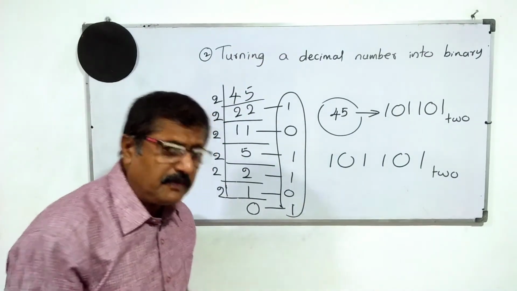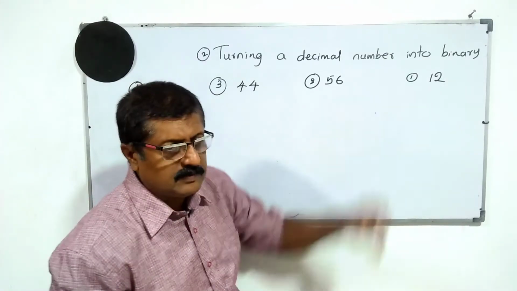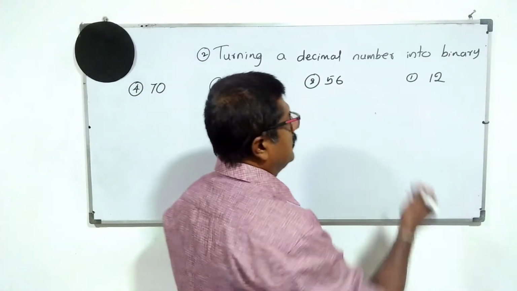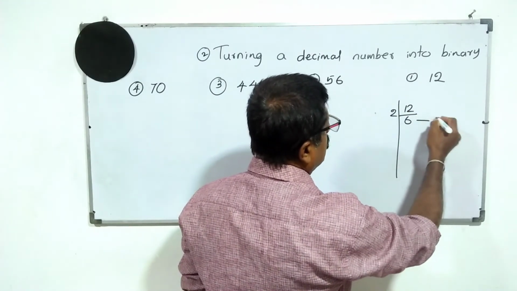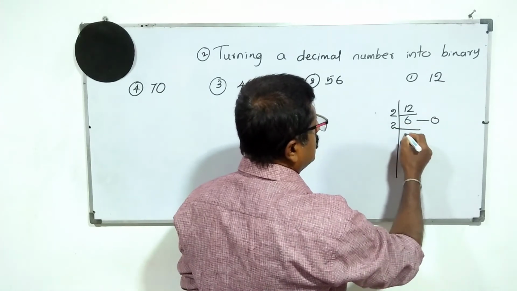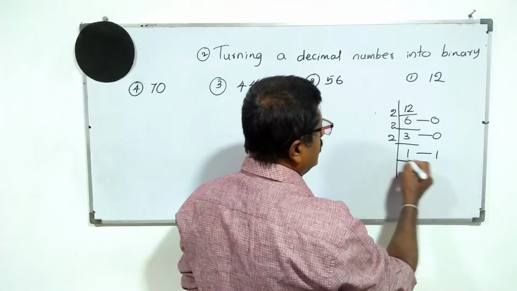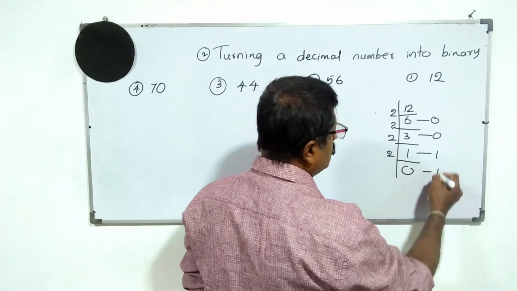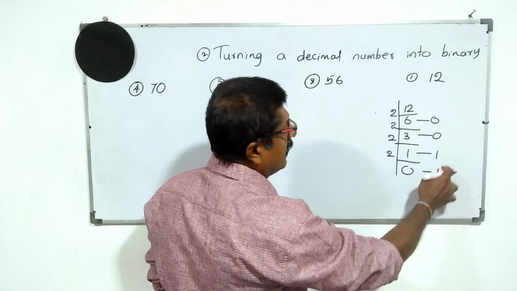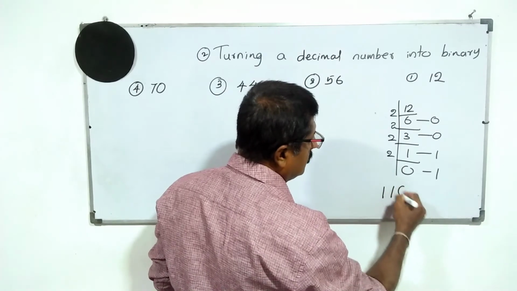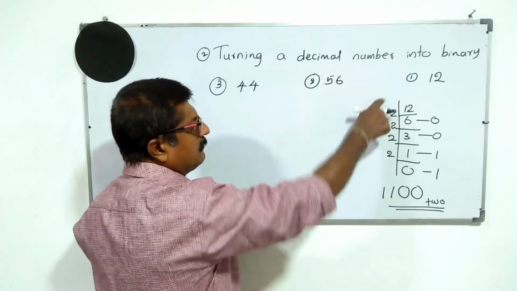Now let's take another 4 numbers and convert them into binary. Yes, children. Now look at this one. Now we are going to convert 12 into binary. 12, let's divide by 2. Then it is 6 and no remainder, again by 2, 3 and no remainder, again by 2, 1 and remainder is 1, again by 2, 0, remainder is 1. So, what is the binary form? 1, 1, 0, 0, but write 2 in here. So, this is 12 in binary.